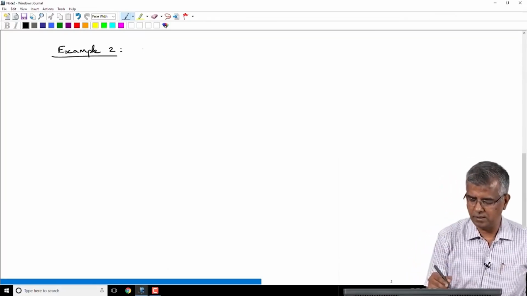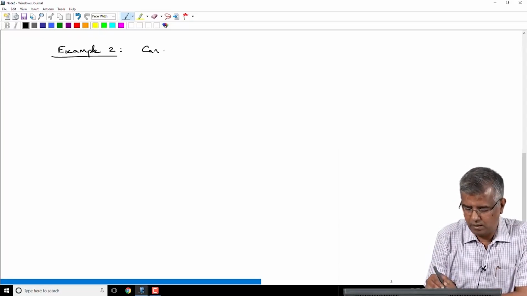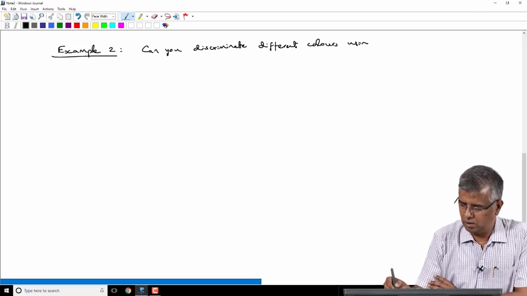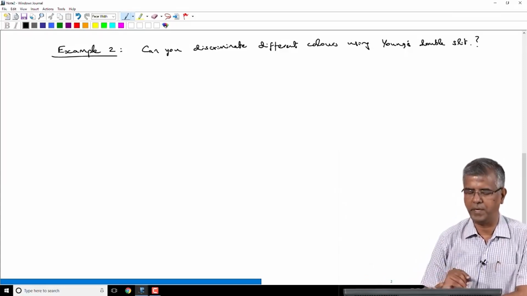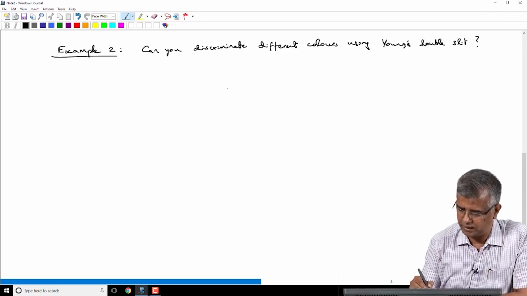The point here is, what we are trying to examine is, can you discriminate different colors using Young's double slit apparatus? Okay. Can you discriminate different colors using Young's double slit apparatus?